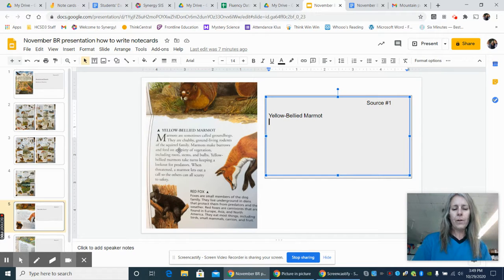They're rodents, okay? They're sometimes called groundhogs. They're part of the squirrel family. They eat bulbs. What else do they eat? Stems, roots. Let's see. Well, I don't need to say they. I could say help each other warn about predators.